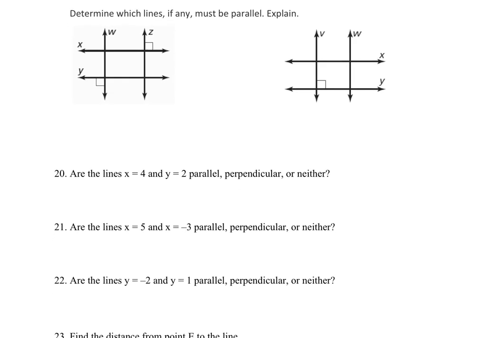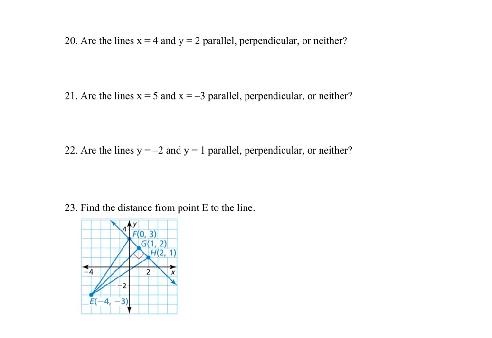Those are the same kind of questions. Here, we just have to remember what these lines look like. If I graph the line x equals 4, what does it look like? It's going to be vertical, straight up and down. What does the line y equals 2 look like? It's going to be horizontal. So if I have a vertical line and a horizontal line, what do those 2 lines always make? 90 degrees. So they would be perpendicular.